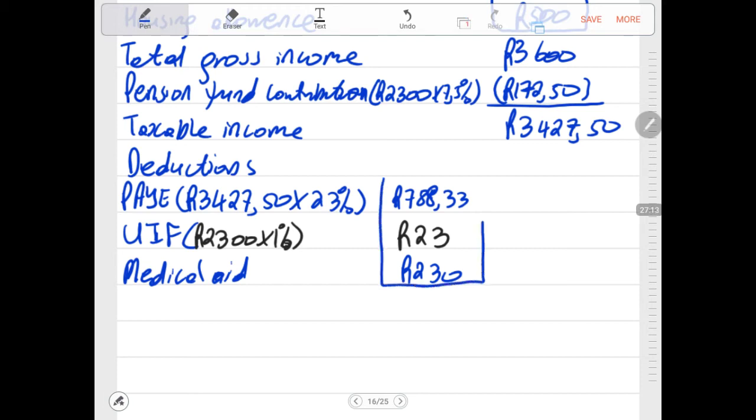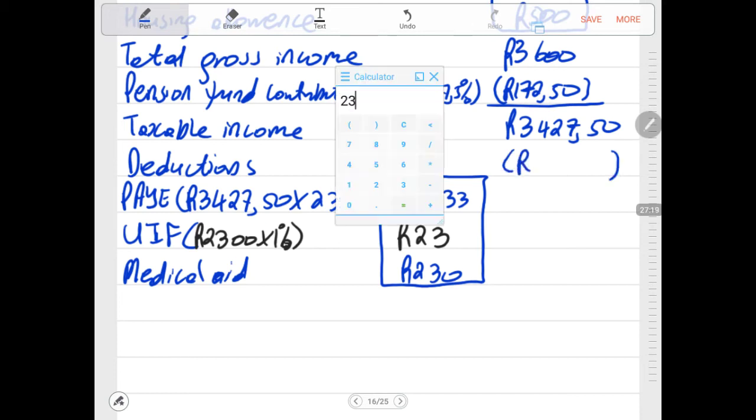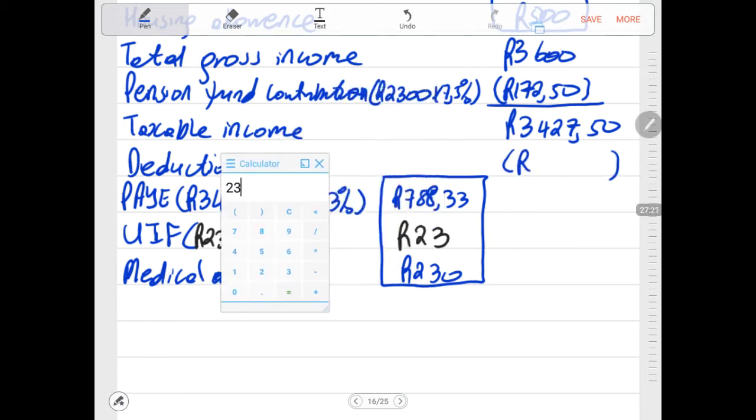Then we can draw the box in between and get the total of our deductions, which I prefer to be in brackets indicating that it's a deduction. 23 plus 230 plus 788.33 will give us 1,041 rand 33 cents. So now this will be our total deduction.